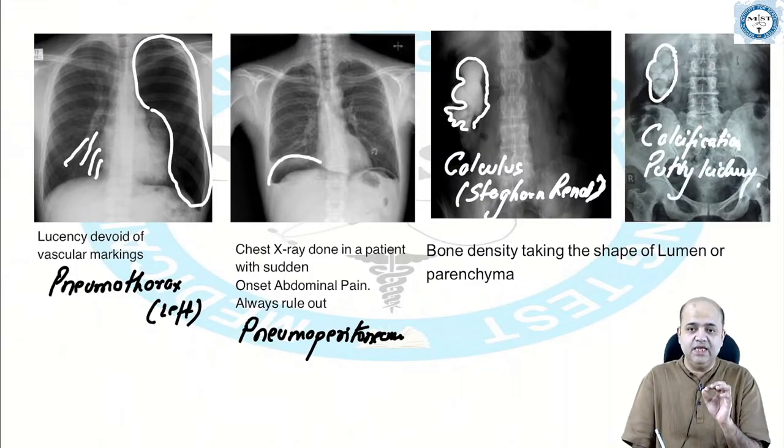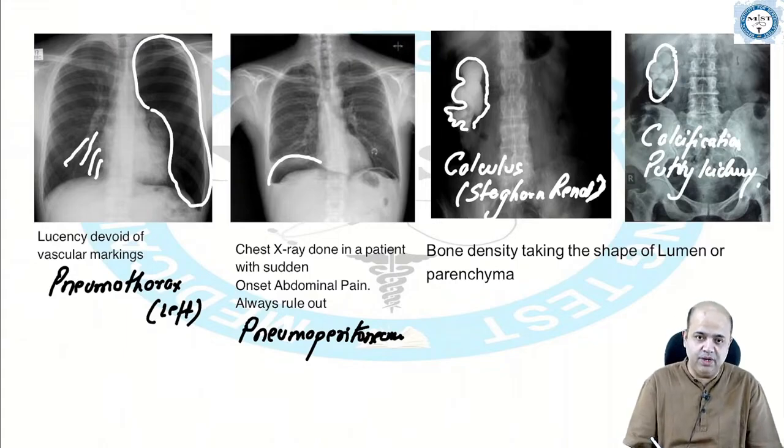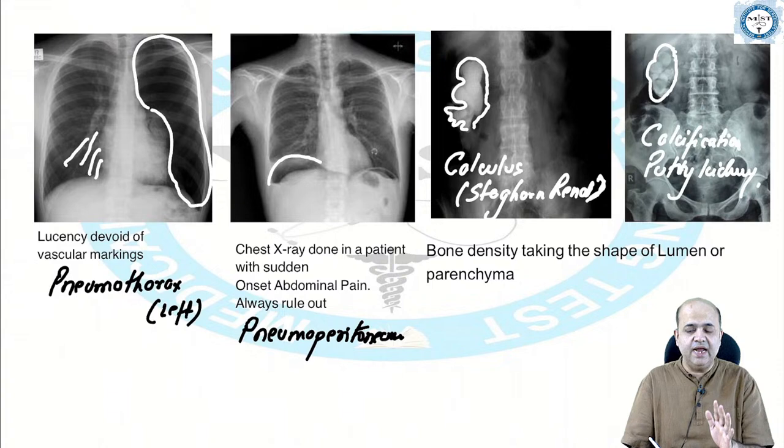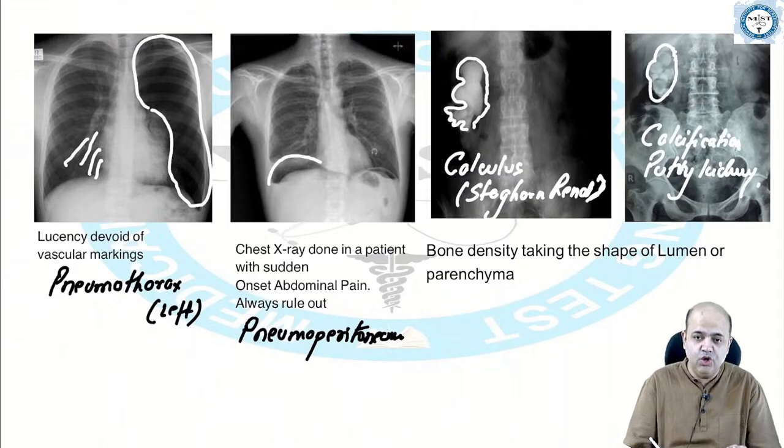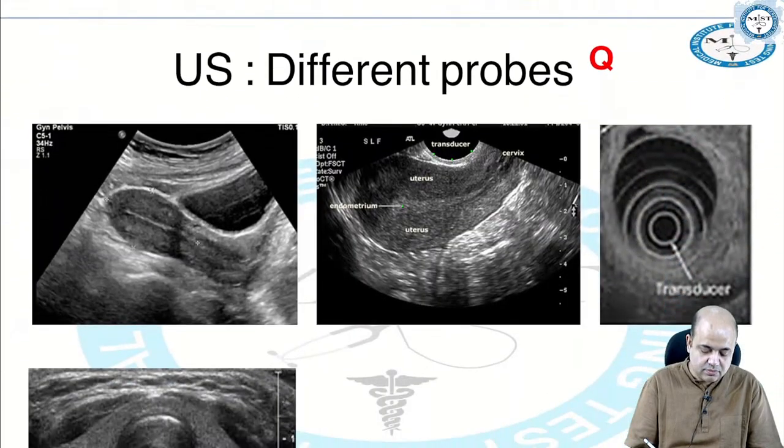So these are the abnormal locations of the air density and the bone density. In the air density, it can either be in the pleural cavity, it is pneumothorax, or the free air in the peritoneal cavity, that is the pneumoperitoneum. Then the bone density at the abnormal location is calculus or calcification. Calculus happens within the lumen and calcification happens within the solid tissue of the organ.